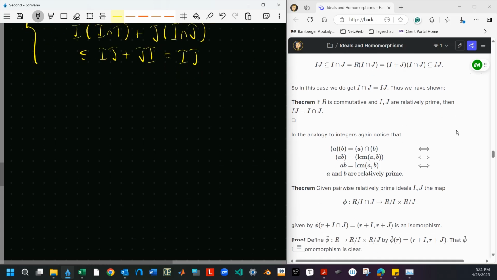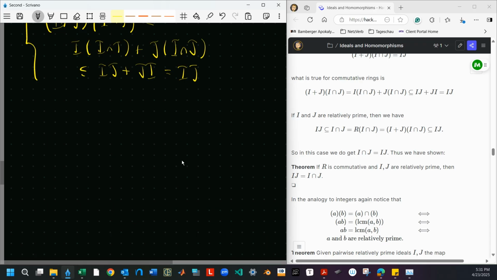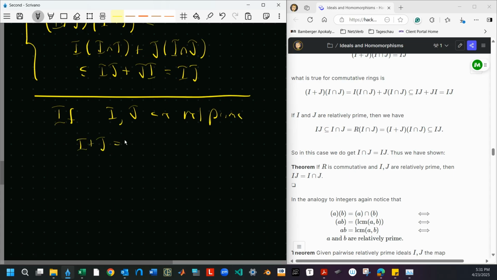Okay, so I want to do something here. If I and J are relatively prime, so I know that I plus J is R, then I can argue as follows. IJ is contained in I intersect J. That's always true. And this is certainly equal to R.